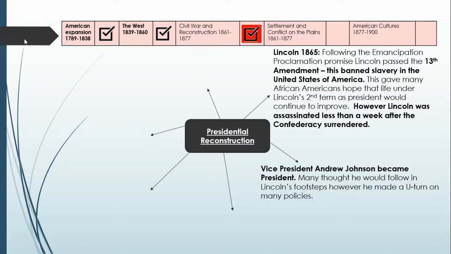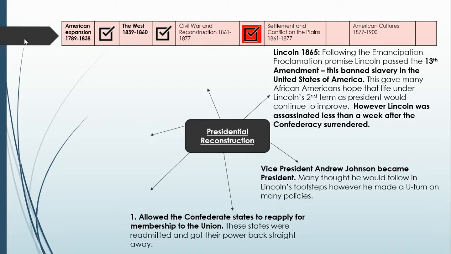Now, Andrew Johnson is also on the same side as Lincoln, so he is also a Republican, and he becomes president. So many people felt that he would follow in Lincoln's footsteps. However, Johnson does not follow this progressive path for African Americans, and he actually makes a U-turn on many policies, which is negative for African Americans throughout the United States.